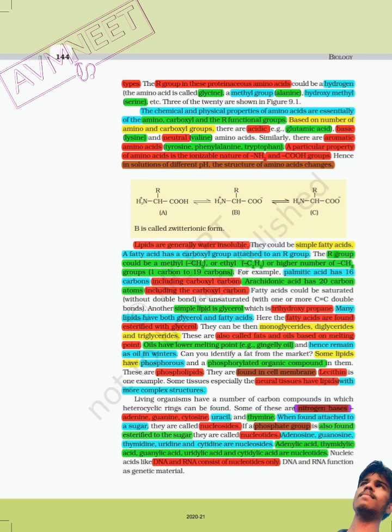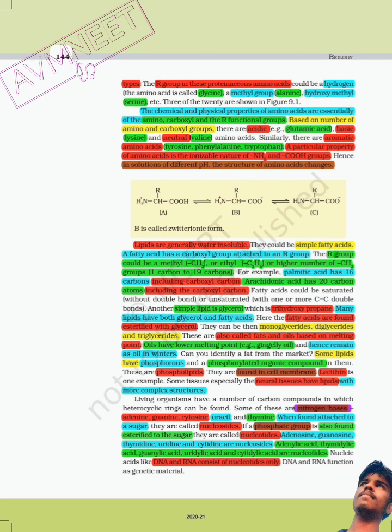Some lipids have phosphorus and a phosphorylated organic compound in them. These are phospholipids. They are found in cell membrane. Lecithin is one example. Some tissues, especially the neural tissues, have lipids with more complex structures.